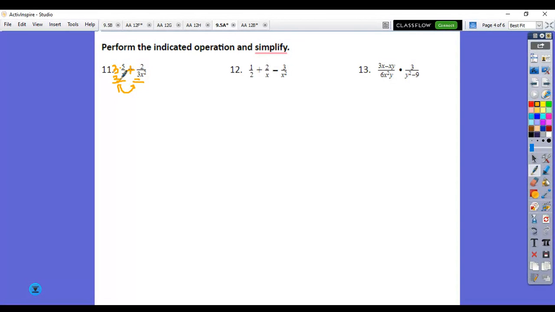Now, if I compare my x's, this has an x, but this has an x squared. I need them to be both the same. So that means I need to multiply this side by an x on the top and an x on the bottom. If I take 3 times 5 times x, that's 15x over the denominator. X times 3 times x is 3x squared.